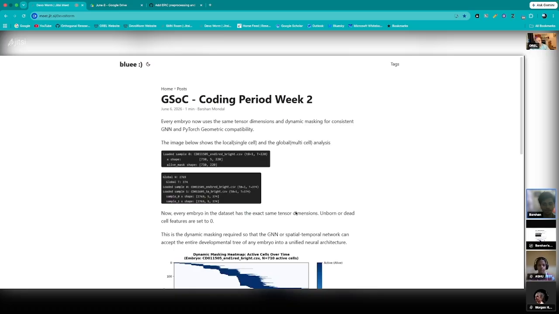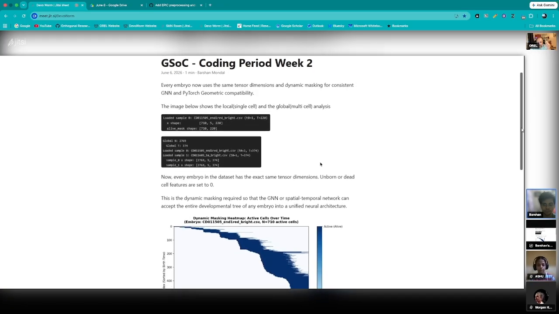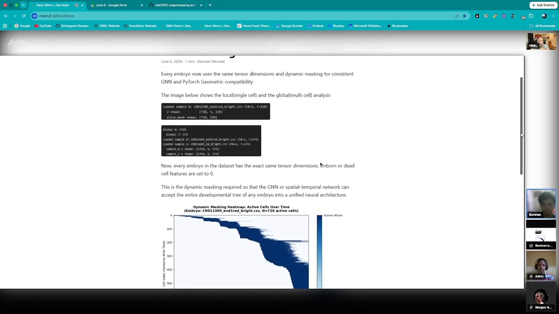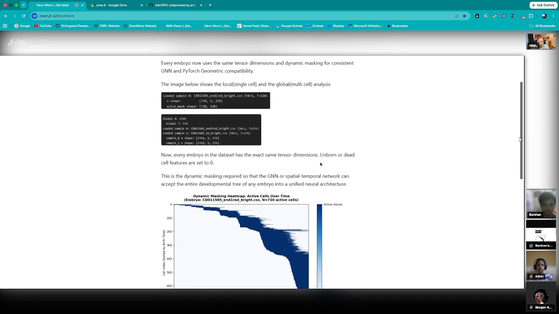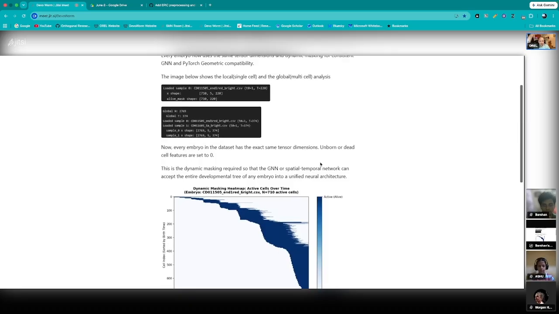And so this is the week 2 post. It shows the local and global analyses. The single cell is the local, the multi-cell is the global. So you're pulling up different samples and then pooling them into these global samples. Every embryo in the dataset has the exact same tensor dimensions. Unborn or dead cell features are set to 0, so these are the cells you have to deal with before they divide or after they divide, and having that in the same frame.